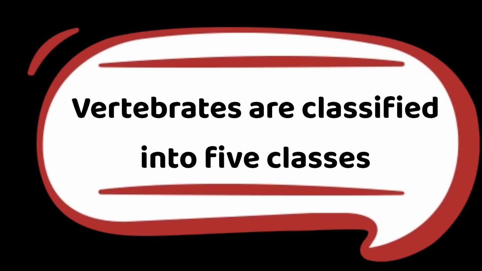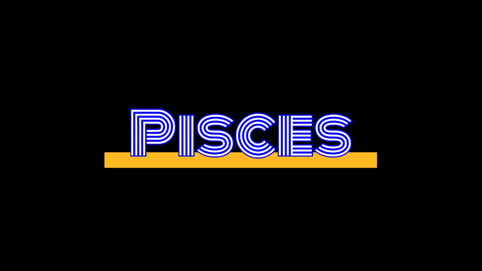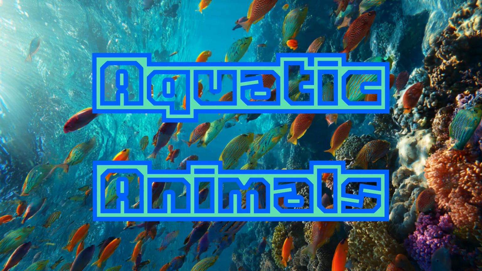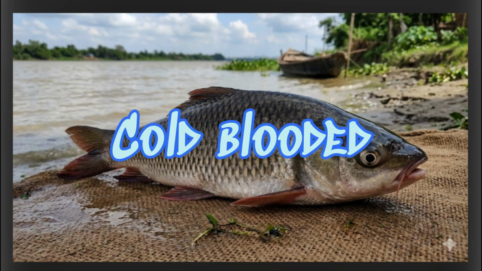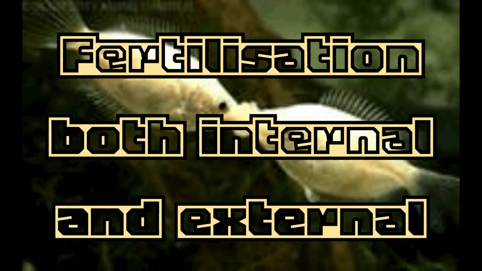Vertebrates are classified into 5 classes, namely Pisces, Amphibia, Reptilia, Aves, and Mammalia. Pisces. These are fish, exclusively aquatic animals. Their skin is covered with scales or plates. They are cold-blooded animals. Fertilization may be external or internal.